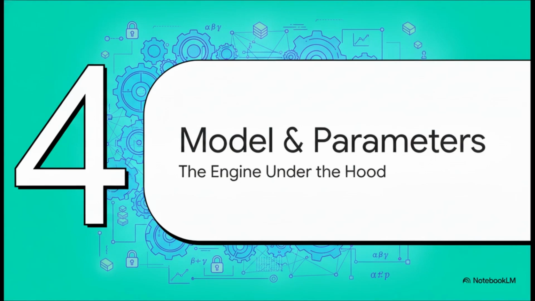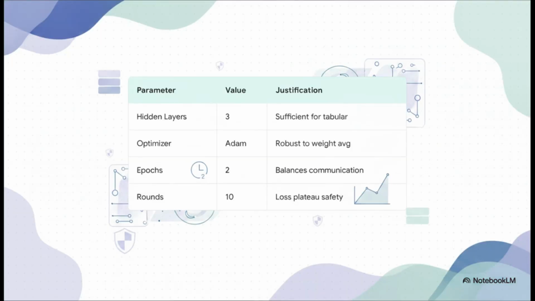Let's move on to Section 4, model design and hyperparameters. So, before we get to the results, we have to look under the hood. The researcher made some very deliberate design choices here. Take the hidden layers, for instance. There are only 3. Why? Well, they empirically found this is completely sufficient for tabular intrusion detection data. Going any deeper would just cause overfitting and bog down communication.